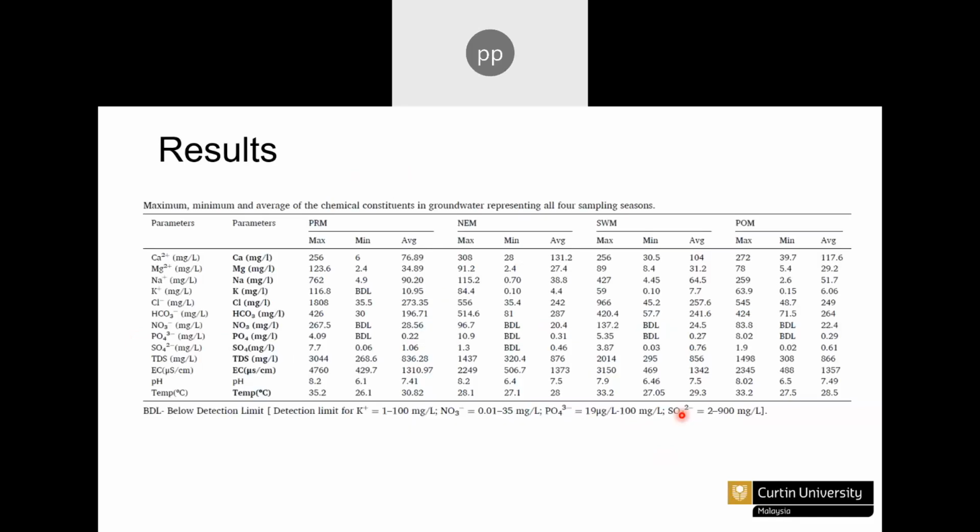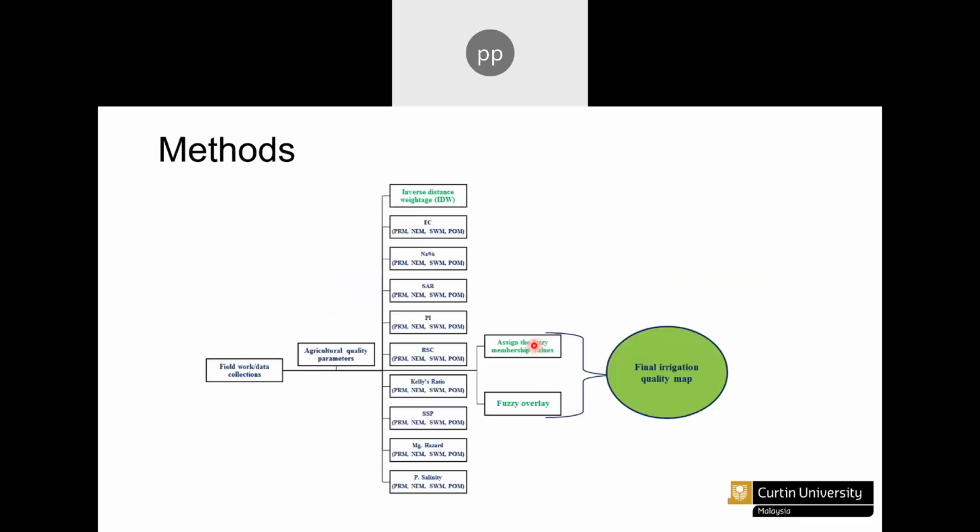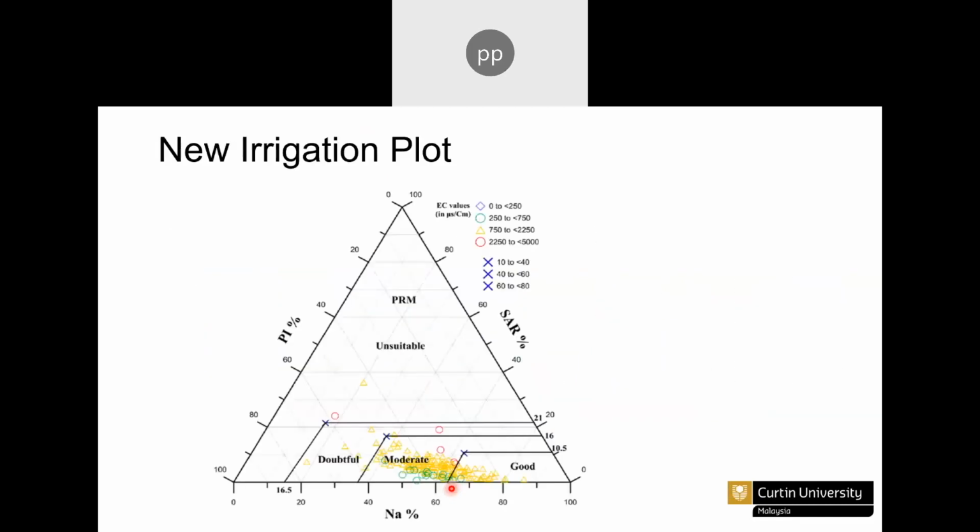This is the result of the chemical analysis. As you can see here, they analyzed all the major ions, including the physical parameters, in four different seasons. And one of the beauties of this study is that even though they followed these existing indices, they came up with a new irrigation plot. It looks like a ternary plot. As you can see, a ternary plot.